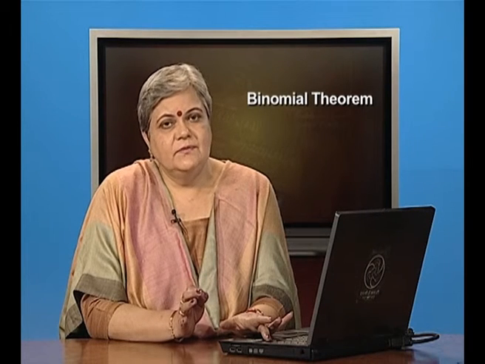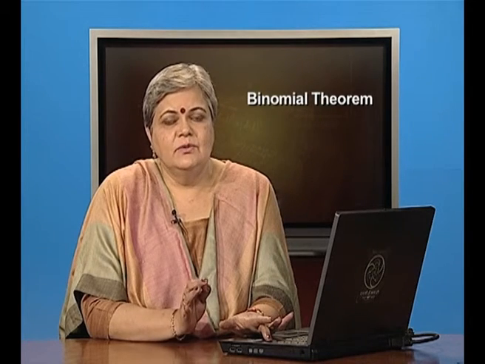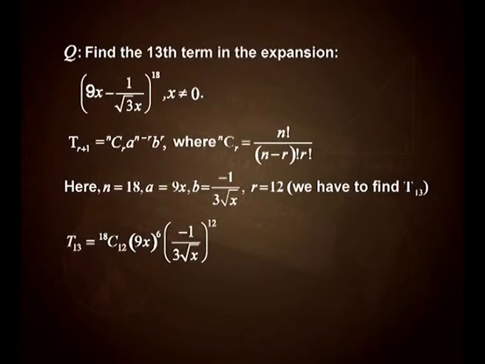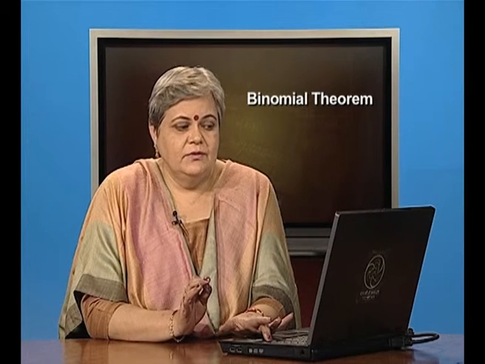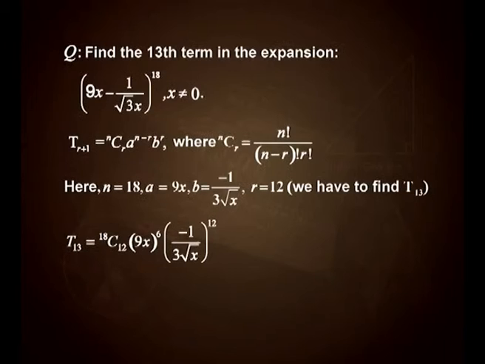Once you have these facts in, then it is nothing but substituting these values and simplification. So, for us T13 turns out to be nothing but 18C12 (9x)^6 into (-1 by 3 root x)^12. So, now it is time for you to do some work. Simplify each one of these and see if you end up with a number.